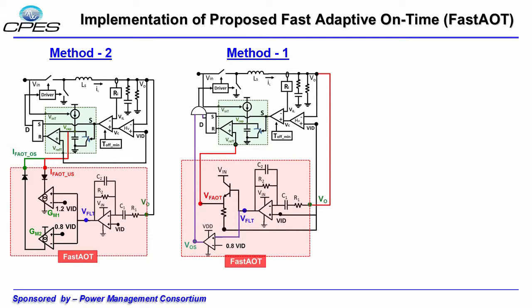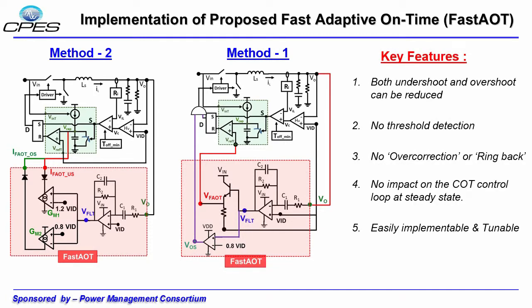Now we have method 1 and method 2, and let's look at the key features very quickly at the end of this presentation. The key features: both undershoot and overshoot can be reduced by using one single circuit. We don't need any threshold detection, there is no overcorrection or ringback problem, and no impact on the constant on-time loop in the steady state. This is very easily implementable with all kinds of state-of-the-art adaptive on-time control, using PLL or using VIN, VOUT sense. And as the gain of the filter can be changed very easily, this is very easily tunable.